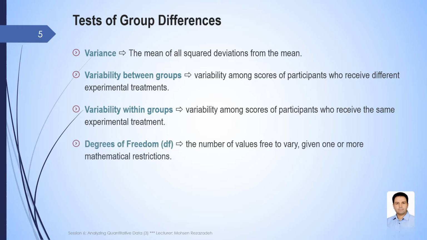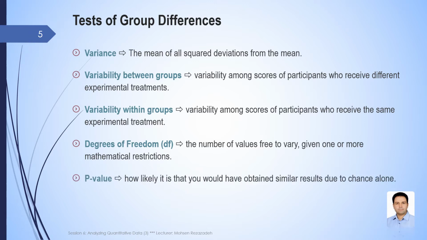Next is degrees of freedom, or DF. The number of values free to vary given one or more mathematical restrictions. The fact is that DF here is sometimes referred to as DF error. You see this abbreviation DF in the output tables of SPSS.